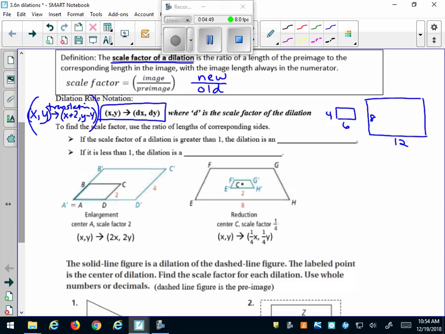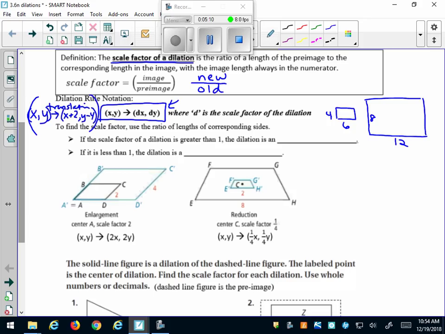This is a rule for a dilation. (x, y) maps to, that arrow means becomes, (dx, dy). So you're multiplying every x and every y by d, and they call d the scale factor. Okay?